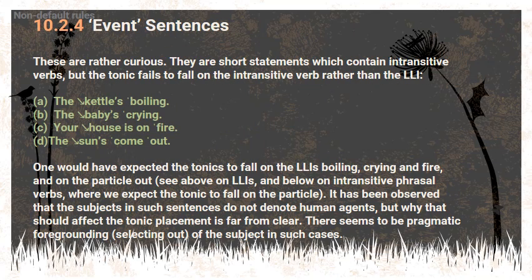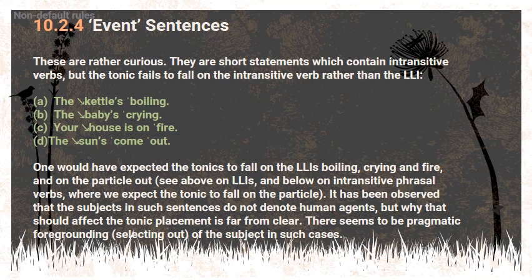And then the next is event sentences. These are rather curious. They are short statements which contain an intransitive verb, but the tonic fails to fall on the intransitive verb, the LLI, as in these examples. The kettle's boiling, the baby's crying, your house is on fire, the sun's come out.